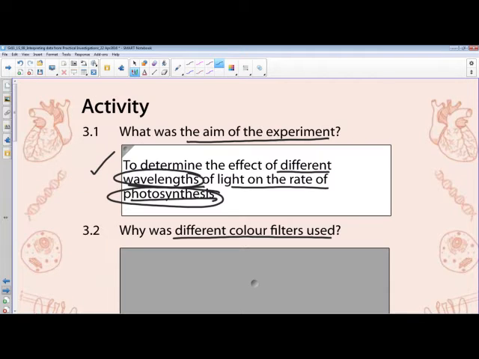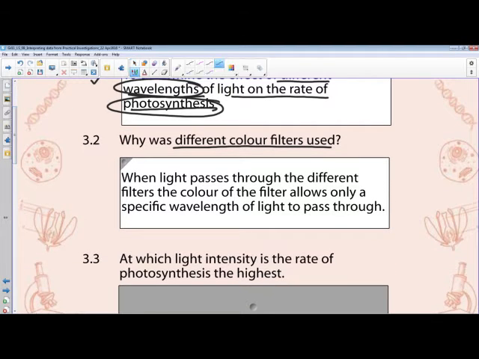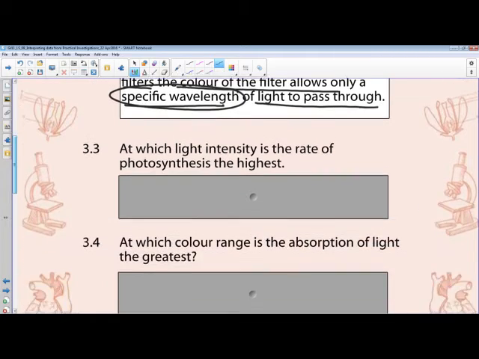So let's look at it. Why were different colors of filters used? Essentially, it was so that when light passes through different colors, the colors of light will allow only a specific wavelength of light to pass through. The color of the filters was manipulated or changed so that we could change the wavelengths of light passing through the filter paper or through to the plant.